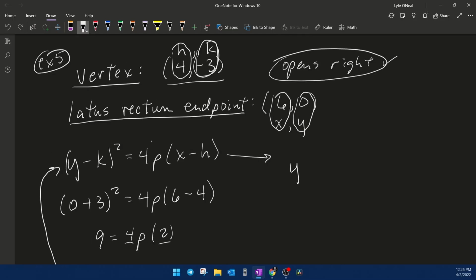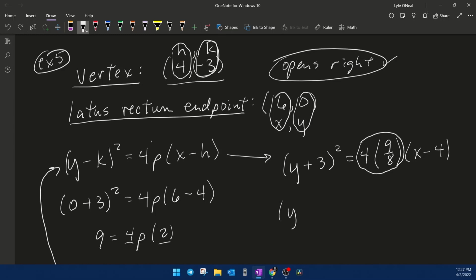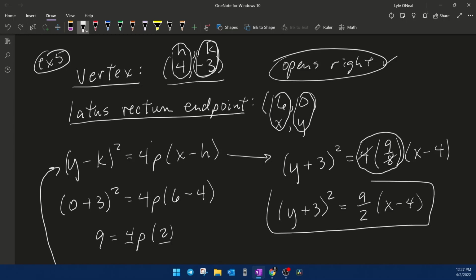So that's going to give me y minus k, again minus a negative makes it a plus, 3, quantity squared, equals 4p times x minus h, which is x minus 4. And then I need to simplify this multiplication here. So my final answer is (y + 3)^2 equals, 4 goes into 8 2 times, that'll be 9/2 times (x - 4). And we're done. And that's going to do it for this particular lesson.